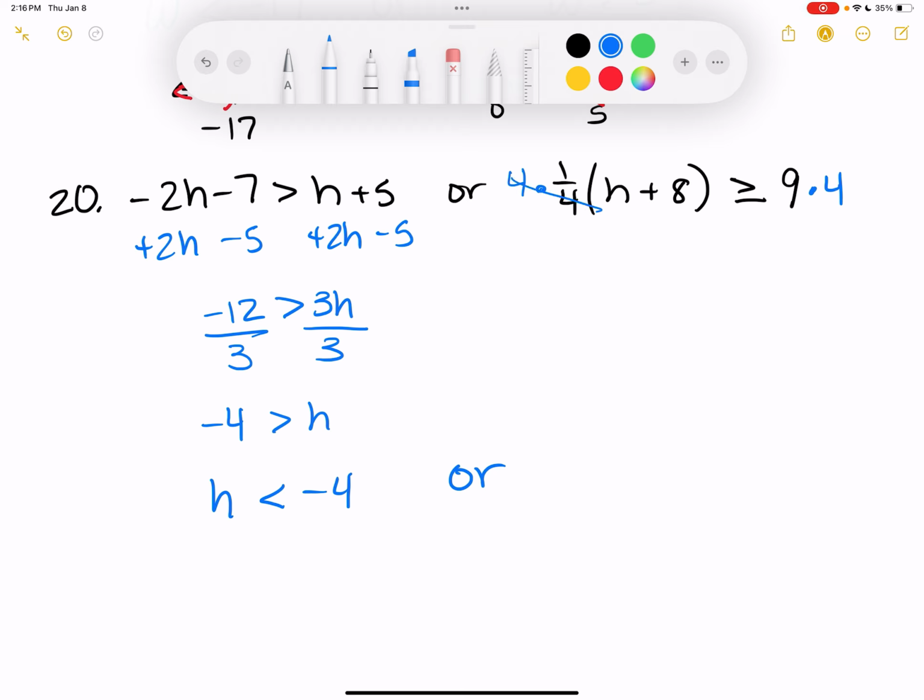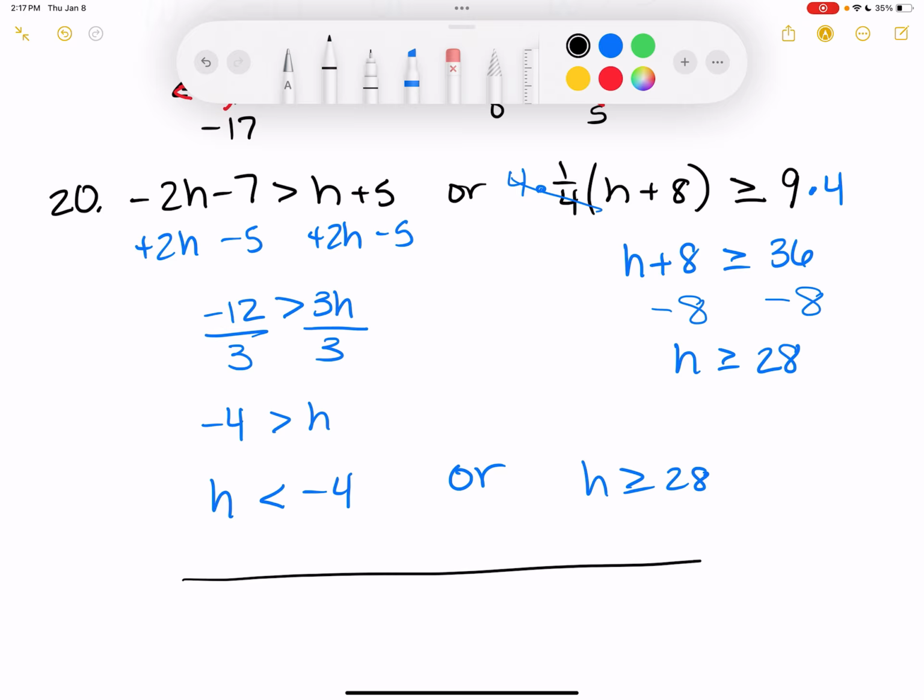Alright, so then this way the 4's cancel and I don't have any more fractions. So then I have h plus 8 is greater than or equal to 36. Now what? Oh, so you're going to subtract 8 from both sides. You're going to have h is greater than or equal to 28. So that's going to be h is less than negative 4 or h is greater than or equal to 28. So then you're going to do the lines. The negative 4 one is going to be a half circle pointing to the left, and the 28 one is going to be a bracket pointing towards the right. And that is how you do it. Everybody catch that?